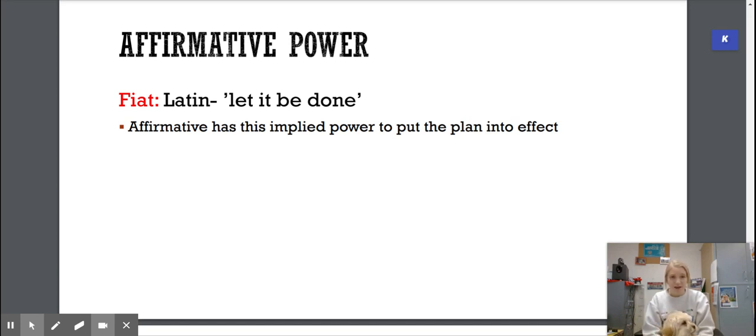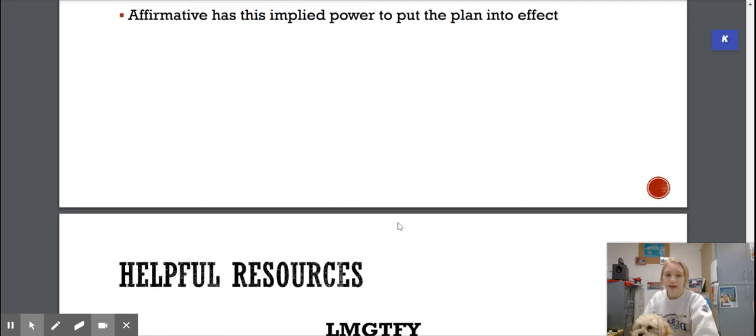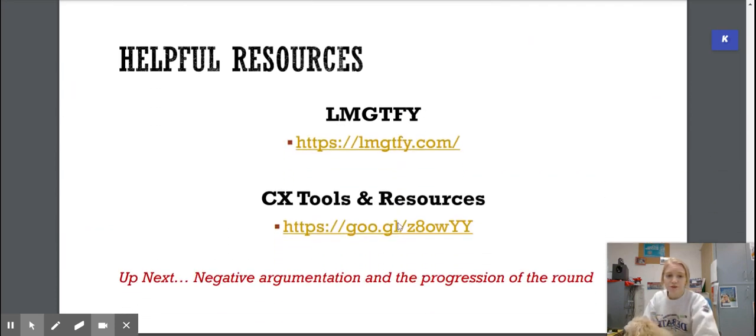We don't have to debate on whether this will pass. We just get to focus on the specifics of the case. Here are 2 resources you can go to, but that's some basics about policy debate, the structure of the round, your stock issues, how you can format your case, and the different sides in the debate.